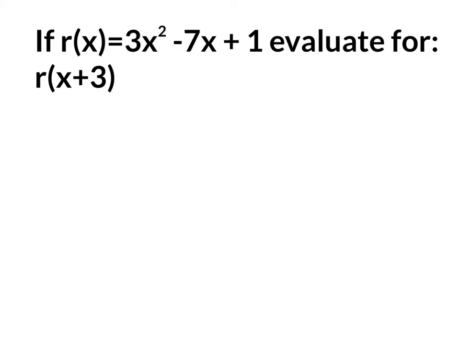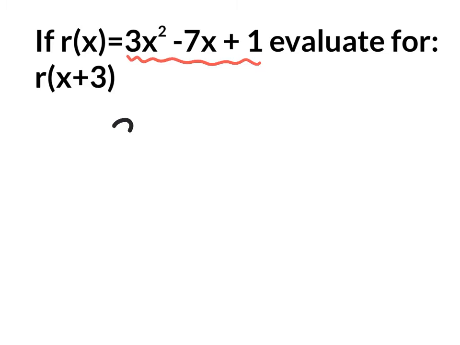However, right here, they say evaluate for r of x plus 3. Are you kidding me? So instead of plugging in a simple number like 5, we're actually going to be plugging in a binomial like x plus 3. Okay? So right here, r of x plus 3 is really just saying plug in the binomial x plus 3 wherever your x's are at, right here and right there. So the key to doing this correctly is rewriting your original function, but with parentheses instead of x's.